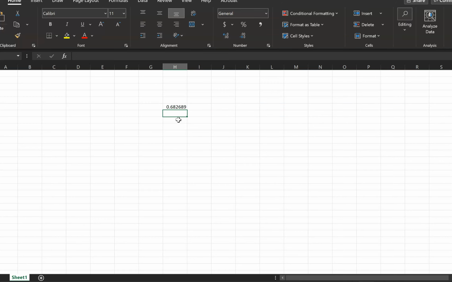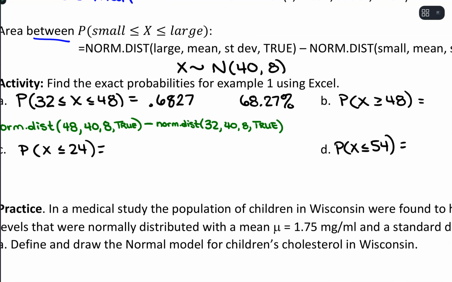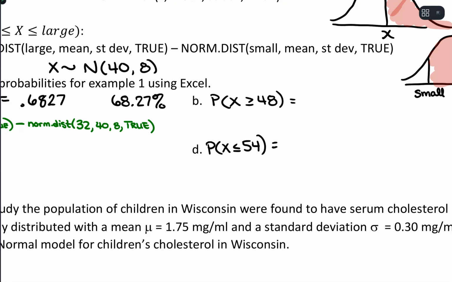And equals, and there's our 0.682, and then we'll round to 7 there. So 0.6827, so that's a 68.27% chance. All right, the order is important there. Make sure it goes the larger value then minus the smaller value, since that's how the areas need to work together. Okay, part B here, so we're looking for P of x is more than or equal to 48.